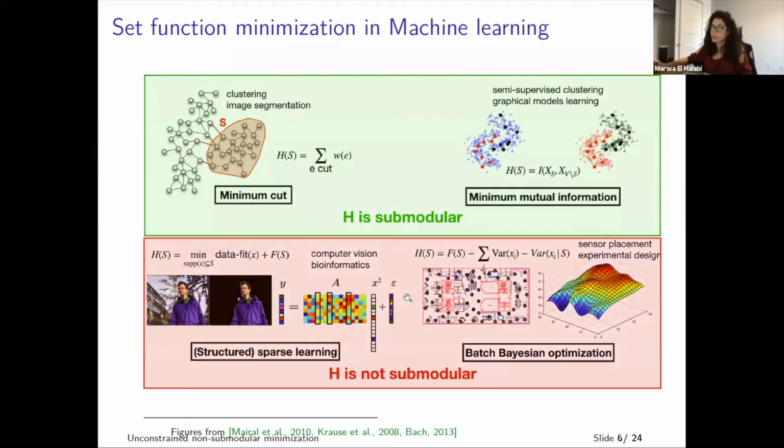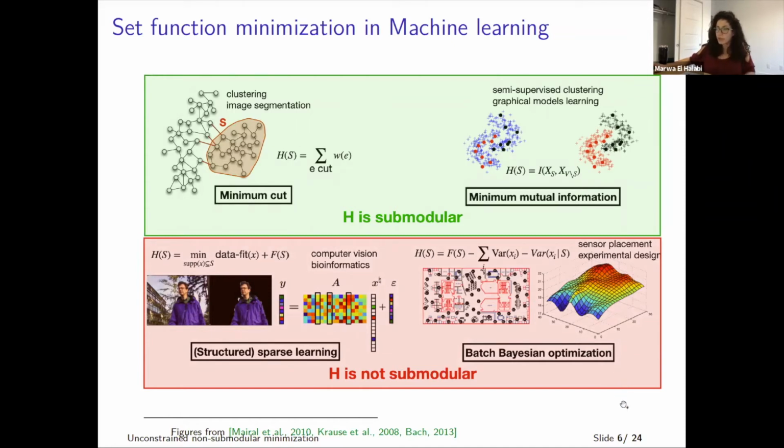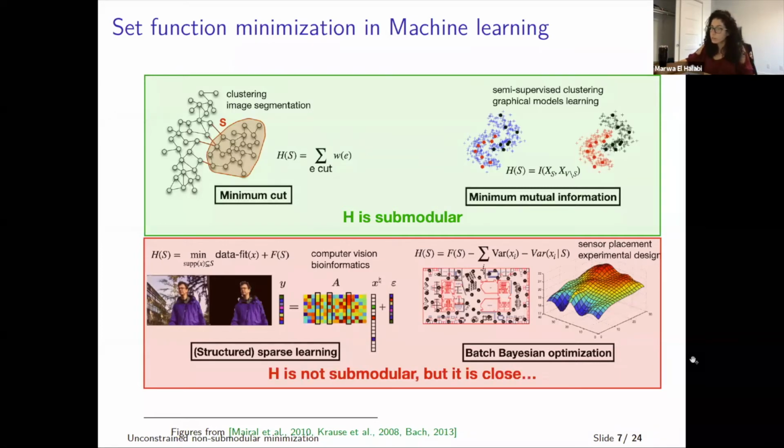For example, in the two examples provided, structured sparse learning and Bayesian generalization, the objective function is not submodular. And we were interested in figuring out if we can say something there, other than that the problem is as difficult as the general case. In particular, we can observe that in this case the objective is not submodular, but it's close to being submodular in some sense. And I will make this more formal later.